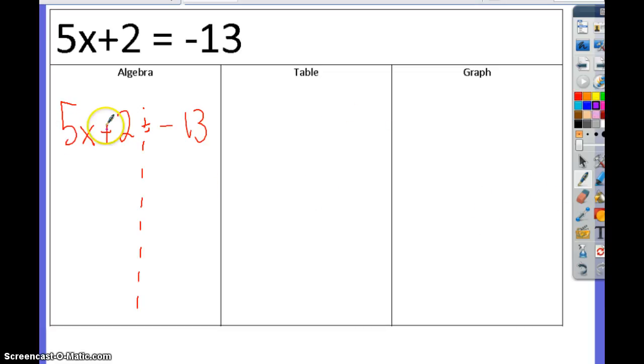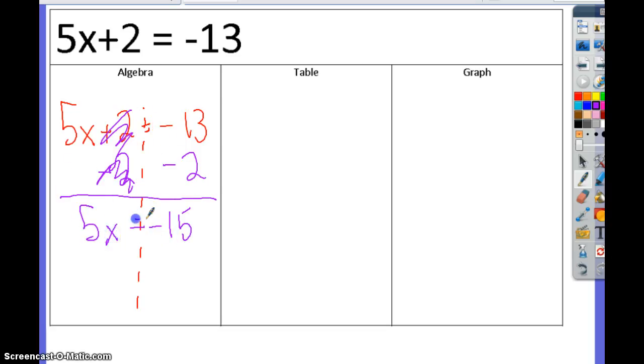Now the opposite of plus 2. I always divide last, so I'm going to move this 5 last. So first I add or subtract, in the opposite order of PEMDAS, because I'm doing the inverse operations. So I cancel those, they're opposites. 13 and 2 are both negative, so I add them together. The other side is 5 times x. The dotted line is the equal sign. So I've got 5 times x equals -15.